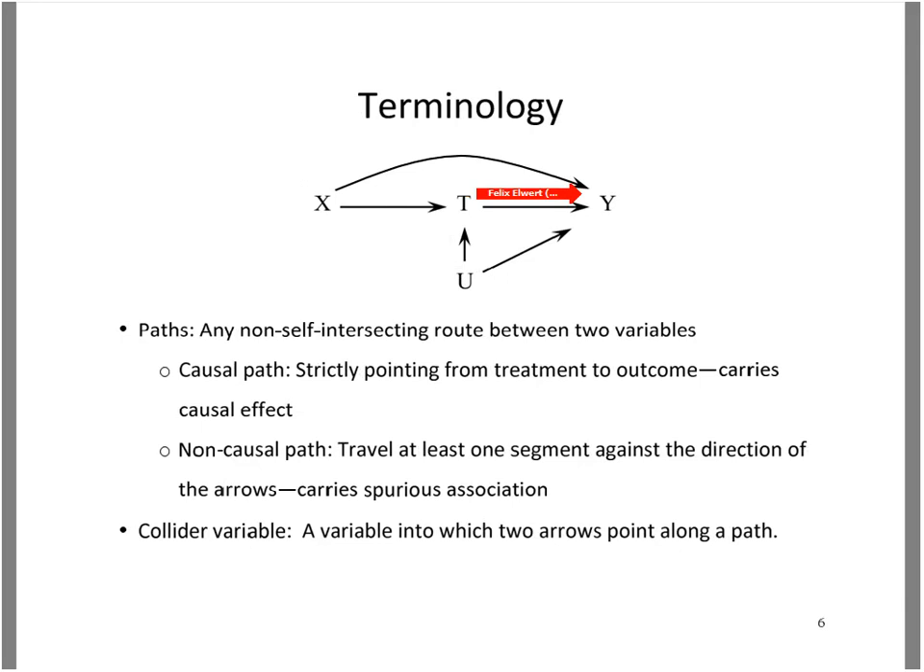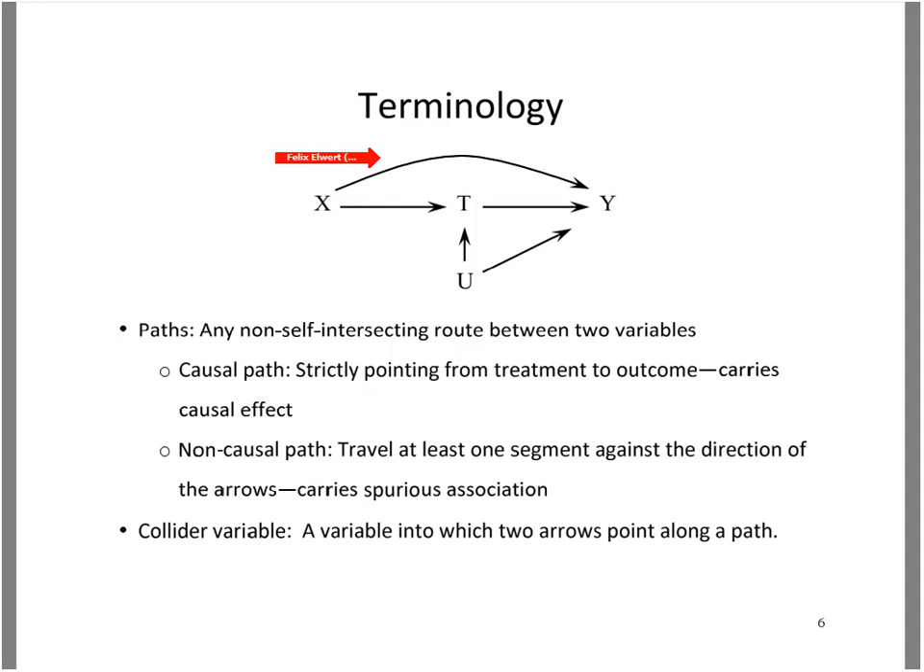A non-causal path between a treatment and an outcome is any path where you travel against the direction of the arrows at least once. So here we have two non-causal paths between T and Y, T-U-Y and T-X-Y. These non-causal paths are important because they represent potential sources of spurious association. In other words, the non-causal paths are the sources of bias in our analysis.